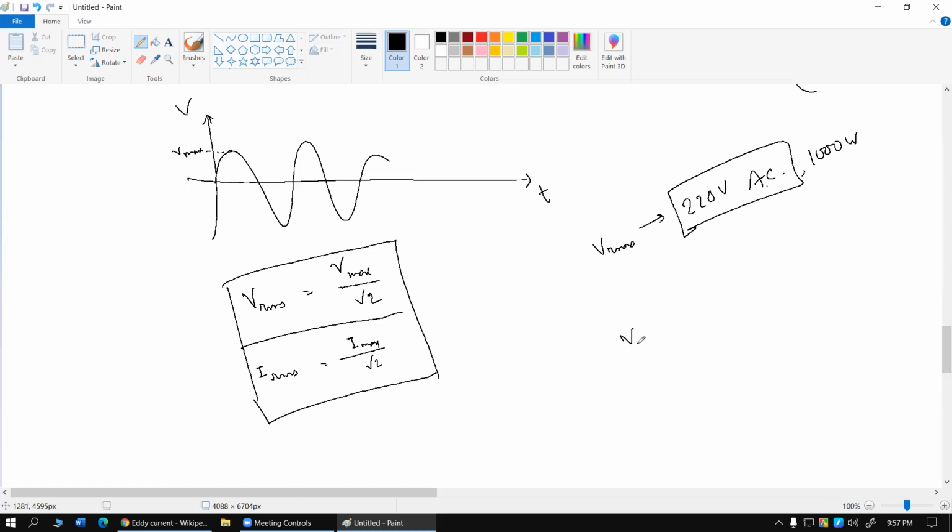The maximum voltage for a 220 volt RMS AC supply, Vmax, would be, if you just multiply root 2 on the other side, we get the Vmax. So Vmax would be root 2 multiplied by the RMS value, which is going to give us about 1.414 multiplied by 220.